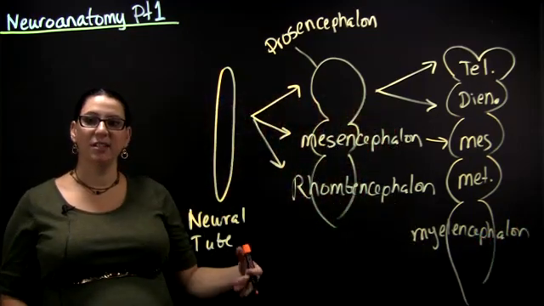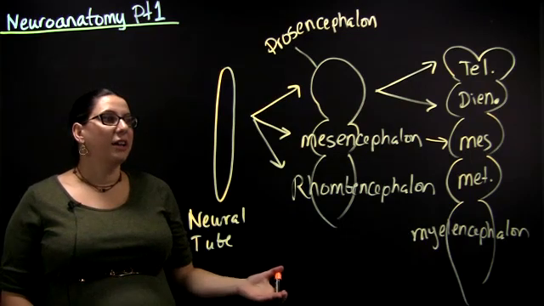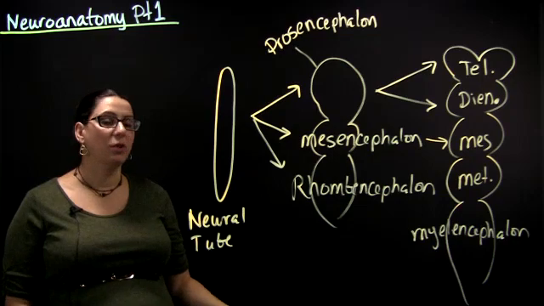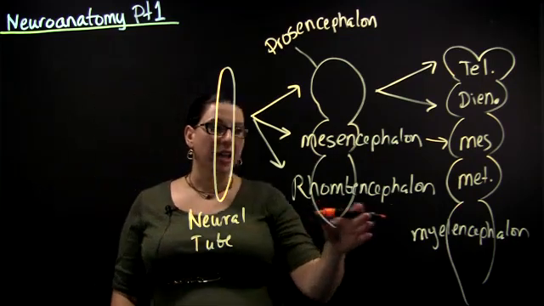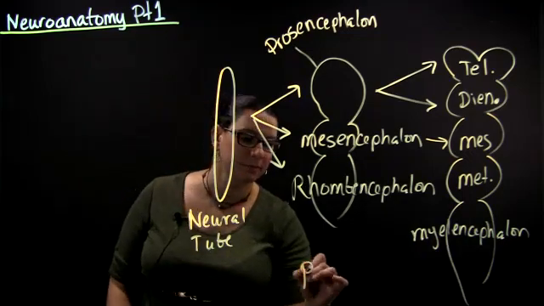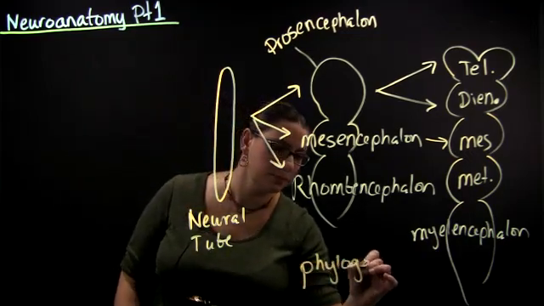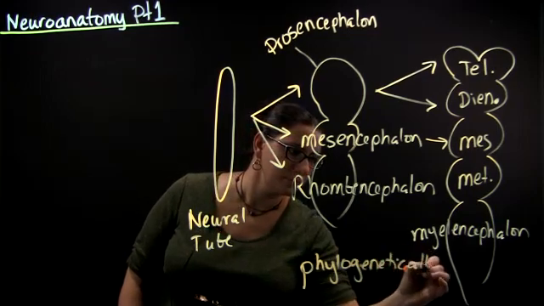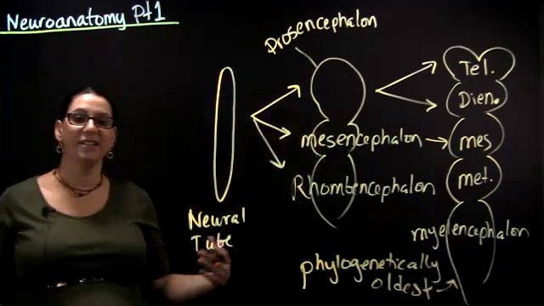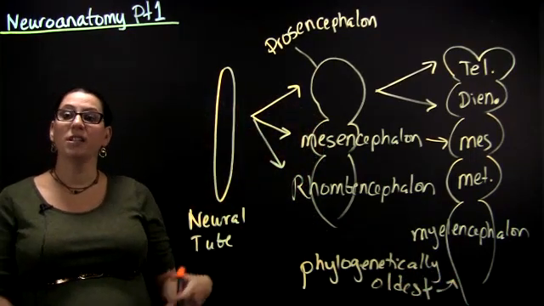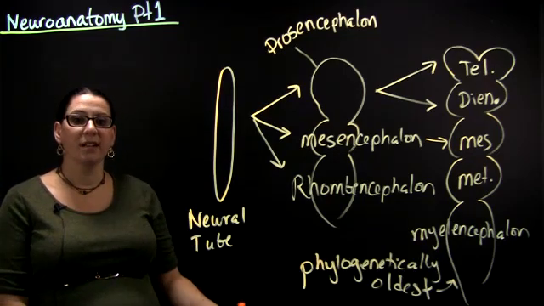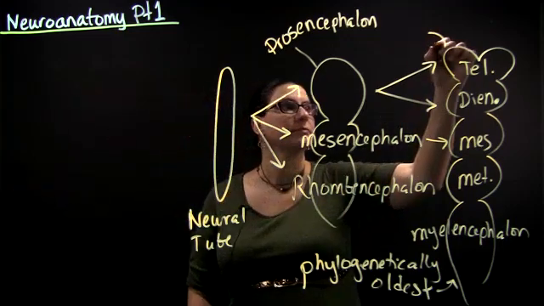These 5 developmental divisions can also be thought of in terms of not just their developmental role, but also their role in evolution. The hindbrain, the myelencephalon, is the phylogenetically oldest part of the brain. Whereas the telencephalon is not only the last to develop in each individual, but also is the most recent from an evolutionary standpoint.